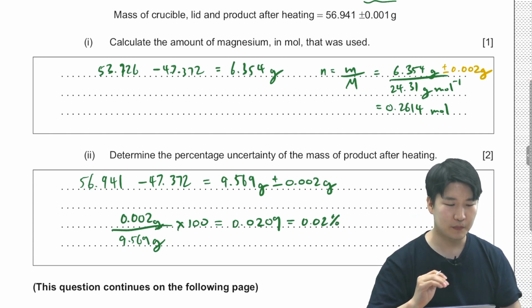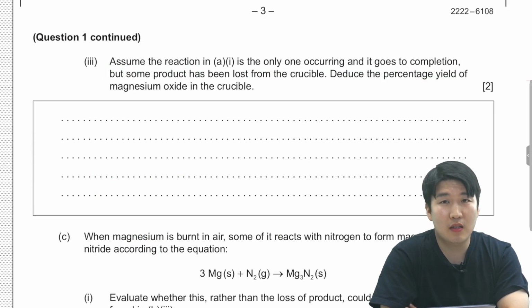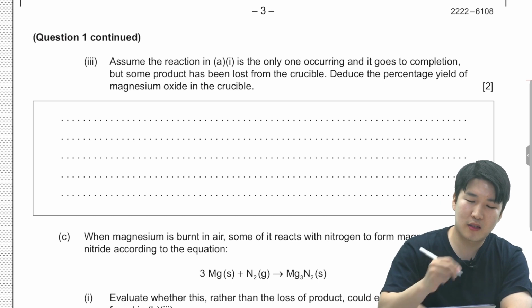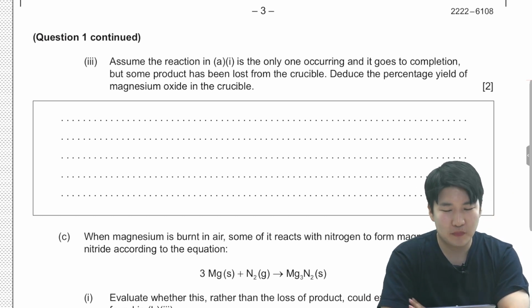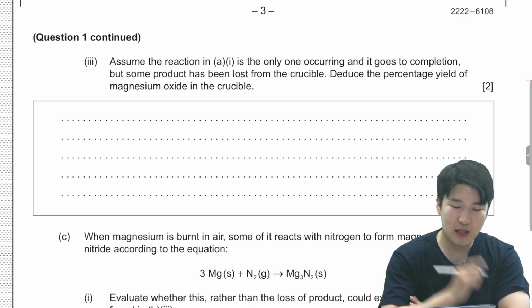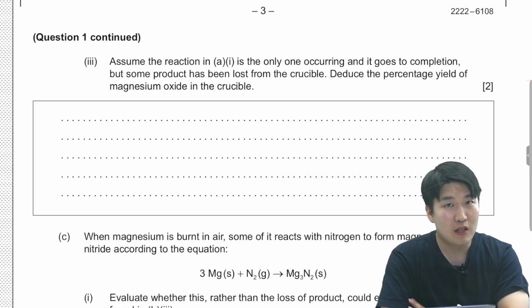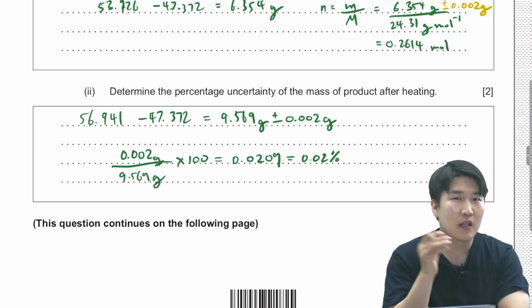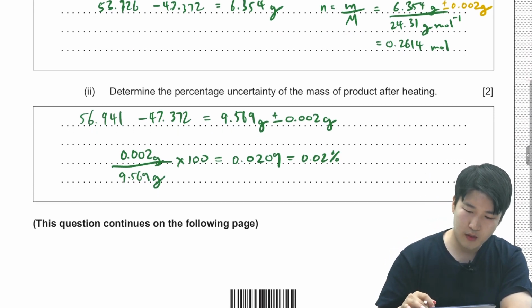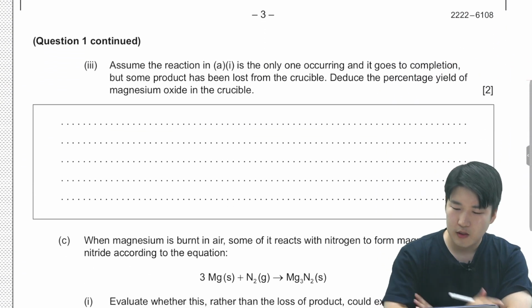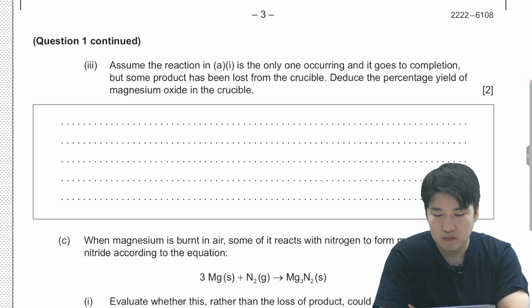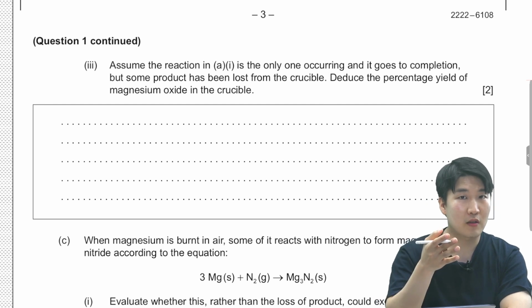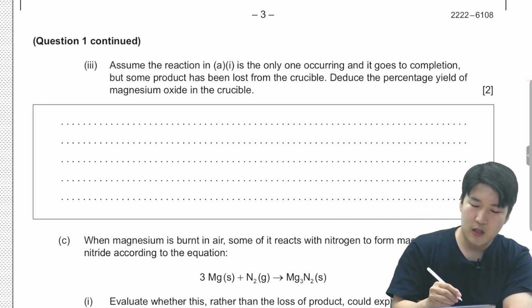So quite accurate. As I've expected, the magnesium inside the crucible hasn't gone to completion. And therefore, some of the product has been lost, which means that the actual mass of magnesium oxide is not going to equal to the value we have calculated, 9.569. It will be lower than that. And we're going to find the percentage yield by dividing the actual by theoretical value of magnesium oxide produced.